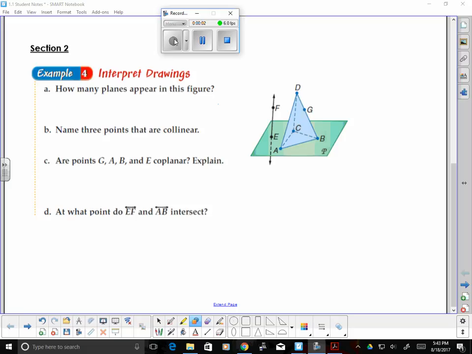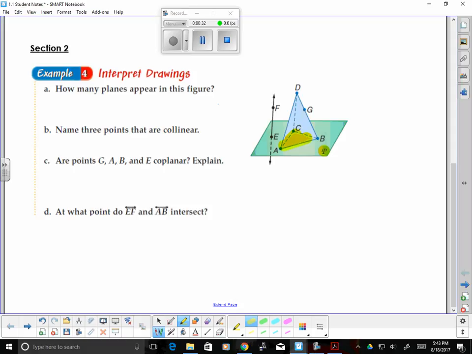Okay, let's see how you did. How many planes appear in this figure? So I usually get one of two answers. You can see plane P down here, the green plane right there. So that's one. Then you've got the bottom of the pyramid there, A, B, and C. Some people think that this plane is above plane P, and some people think it's sitting on plane P.